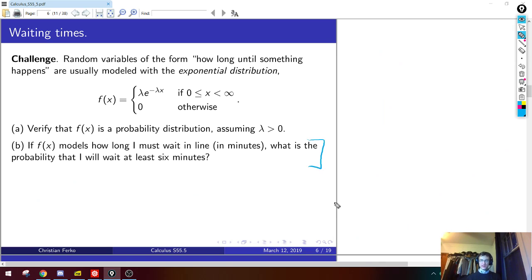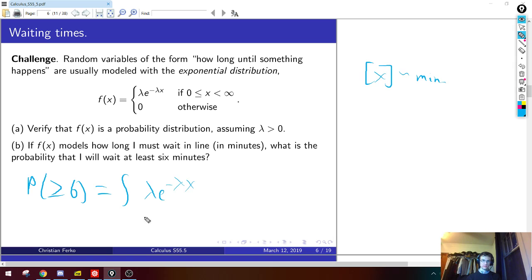Good. Okay. So now another question. If indeed f of x is a waiting time, and I want to compute the probability I have to wait at least 6 minutes, maybe the units of x, for instance, could be minutes. So the probability I wait 6 or more minutes. What integral should I write down to get that? I believe it is the integral of lambda e to the negative lambda x from, not 0, 6 to infinity.